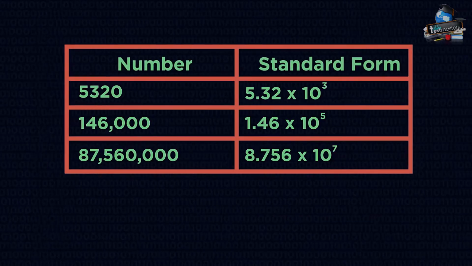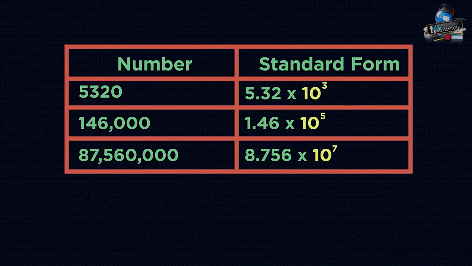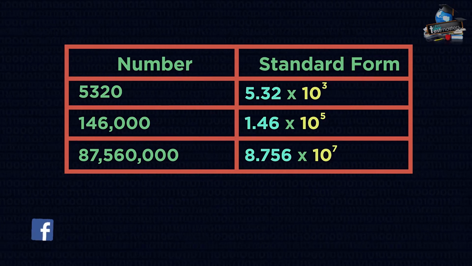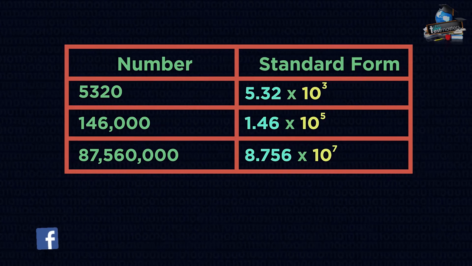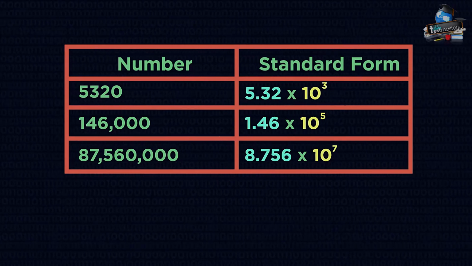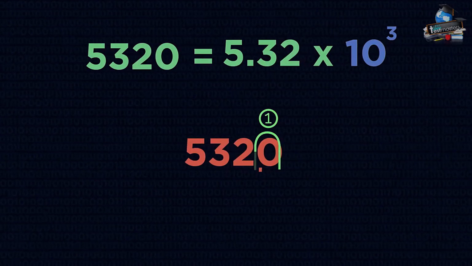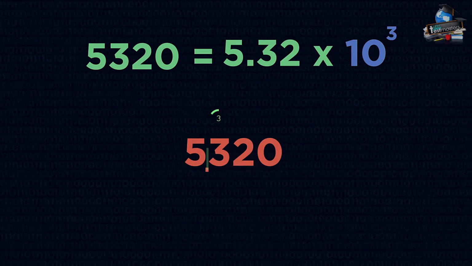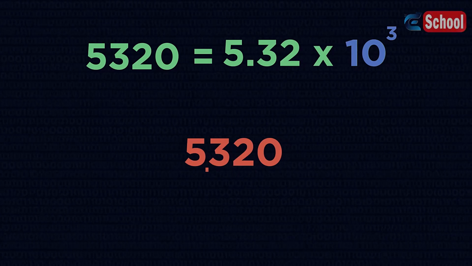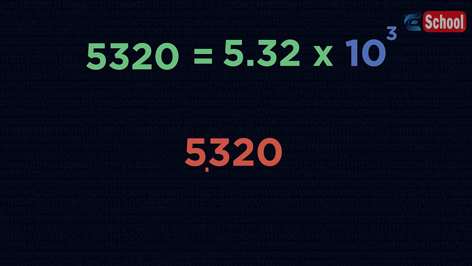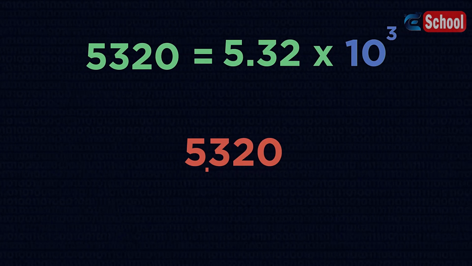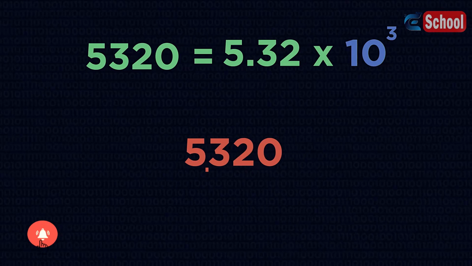Then, looking at the times 10 number, count how many decimal places you need to jump to get that first number between 1 and 10. So the decimal place moves left 3 places to give 5.32. So our number is times 10 to the 3 because it was 3 jumps.